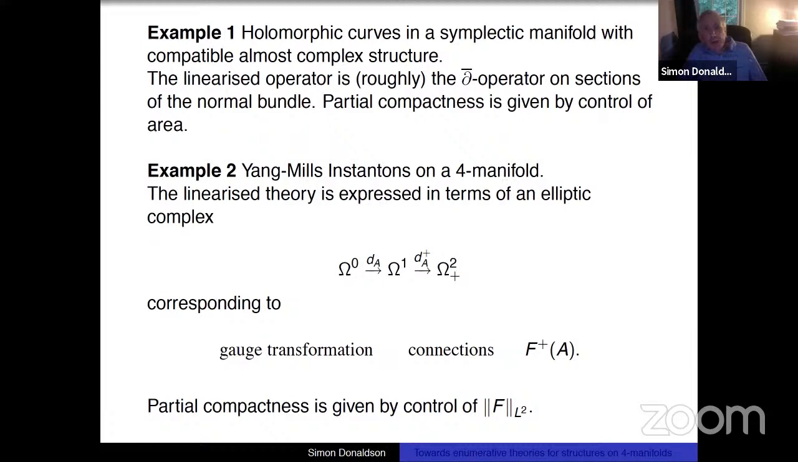Then the linearized operator is, roughly speaking, the Cauchy-Riemann operator, or D-bar operator, acting on sections of the normal bundle of our curve. So this is a prototype of an elliptic operator, the Cauchy-Riemann operator over a two-dimensional manifold. Then the partial compactness arises through the control of the area of a holomorphic curve, which comes through an integral formula using the fact that we have a symplectic form, a relation between the area and the integral of the symplectic form over the curve, which is a topological invariant.